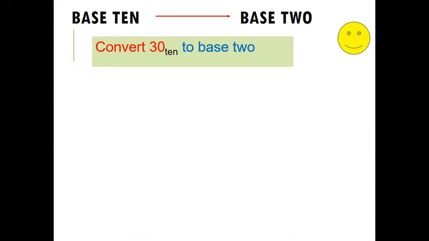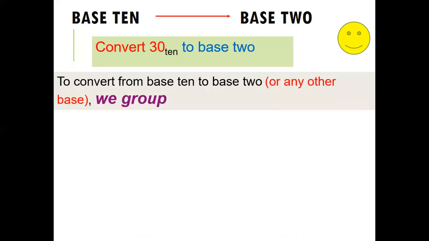All right, it's not difficult. It's very easy. We use something we call grouping. We group, and then as we group in twos, we take note of the remainder, and those remainders are actually our gold. When we get those remainders, we've hit gold. Yeah. So you need to be very careful when you're doing your grouping. You could say division, but it's more like grouping anyway. So to convert from base 10 to base 2 or any other base, you group.